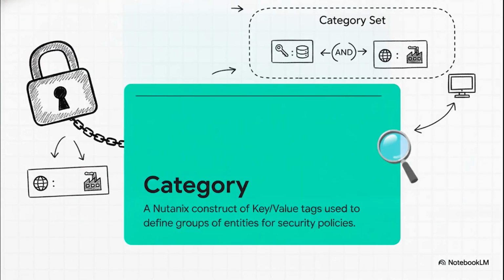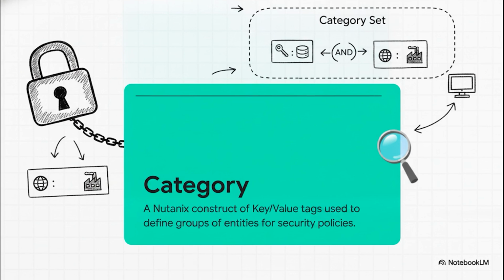So you might be wondering, what exactly is a category? Well, in Nutanix terminology, a category is really just a key value tag. Let's say your key is app and your value is database, or maybe the key is environment and the value is production. You take these tags and you assign them to your entities.